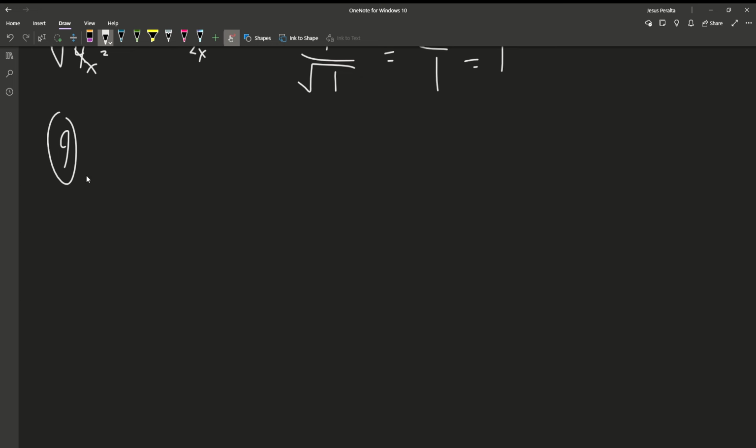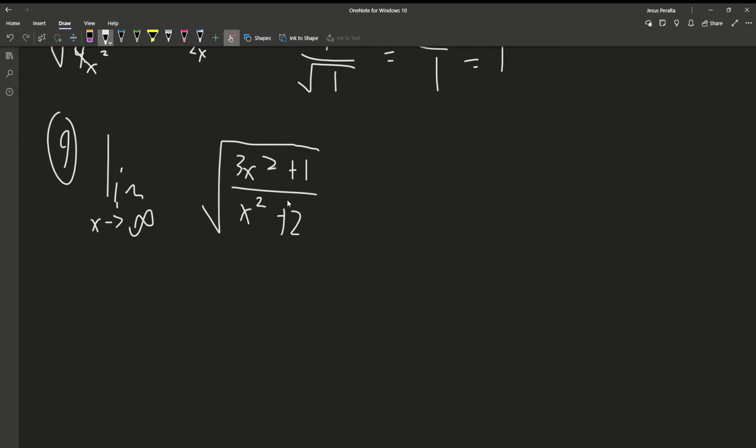Number 9 is the limit as x approaches infinity. So we do not have a negative, so we don't have to keep that in mind for now. So instead, the entire thing is under a square root. I have not done this yet, so we're going to go over this together.